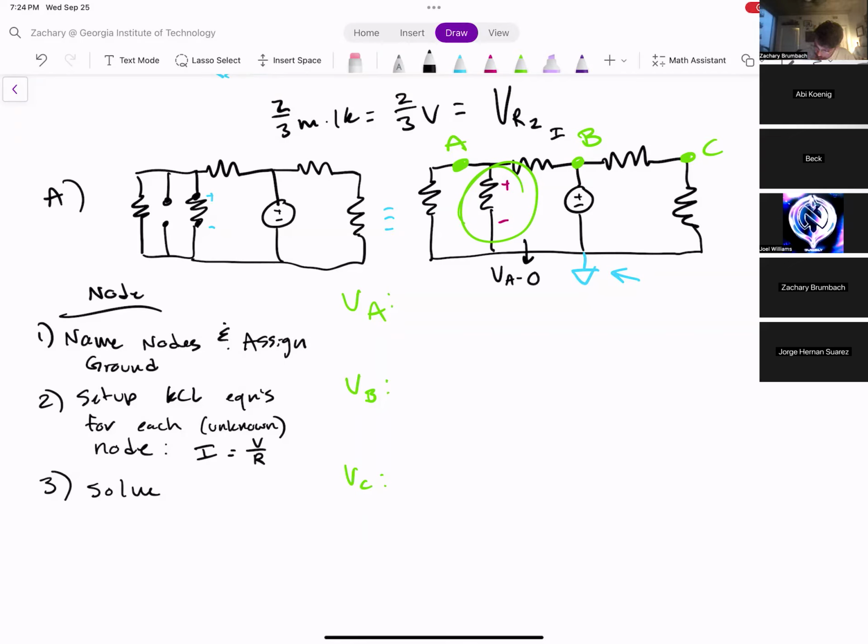And we're going to do this in some KCL. Let me go ahead and assign pluses and minuses to all my resistors. So this tells me this one's going this way, this one's going this way, this one's going this way, and this way. Okay. And remember for KCL, this is I in equals I out.